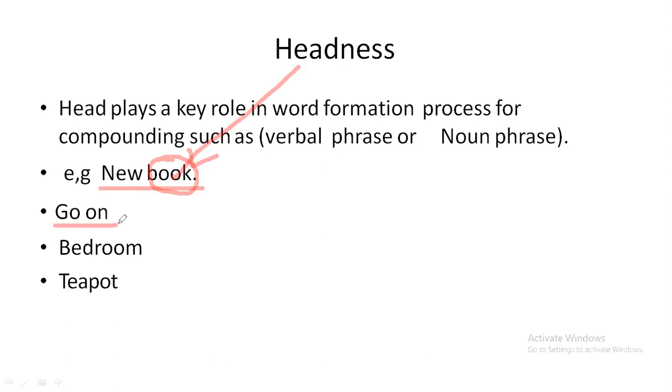What do you think? Go. In bedroom, which one is main? Bed or room? Bed, I guess. Room. But why room? We're talking about room, right? There can be bed also, there can be table also, right? Television, new book, there can be mouse.